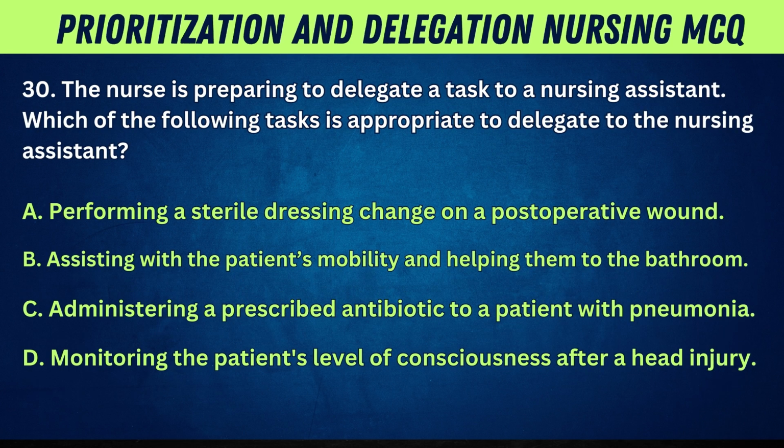30. The nurse is preparing to delegate a task to a nursing assistant. Which of the following tasks is appropriate to delegate to the nursing assistant? A. Performing a sterile dressing change on a postoperative wound. B. Assisting with the patient's mobility and helping them to the bathroom. C. Administering a prescribed antibiotic to a patient with pneumonia. D. Monitoring the patient's level of consciousness after a head injury.